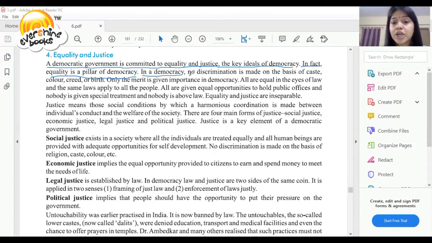In a democracy, no discrimination is made on the basis of caste, color, creed or birth. So, किसी भी तरीके का डेमोक्रेसी के अंदर discrimination किसी को भी नहीं किया जाता है.